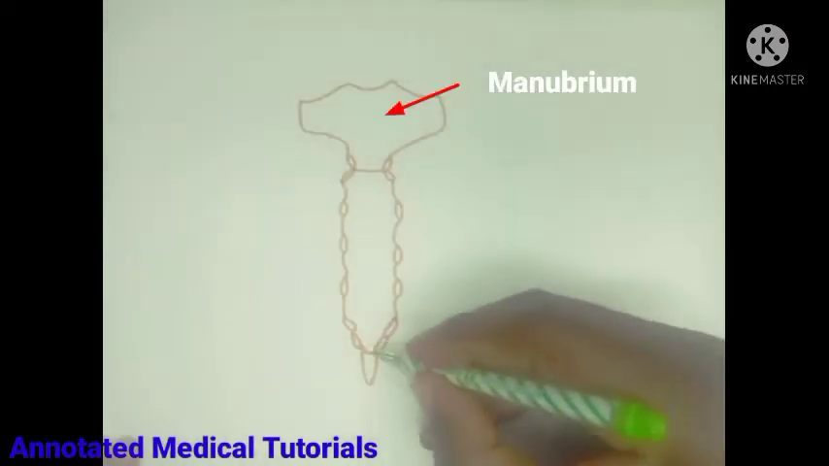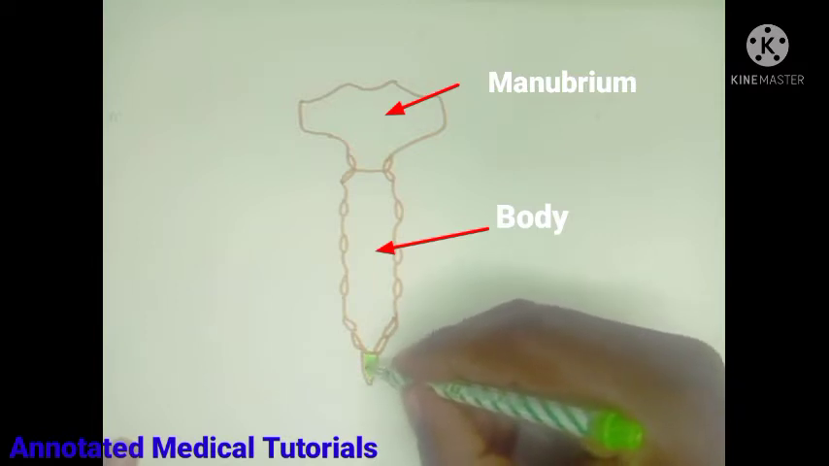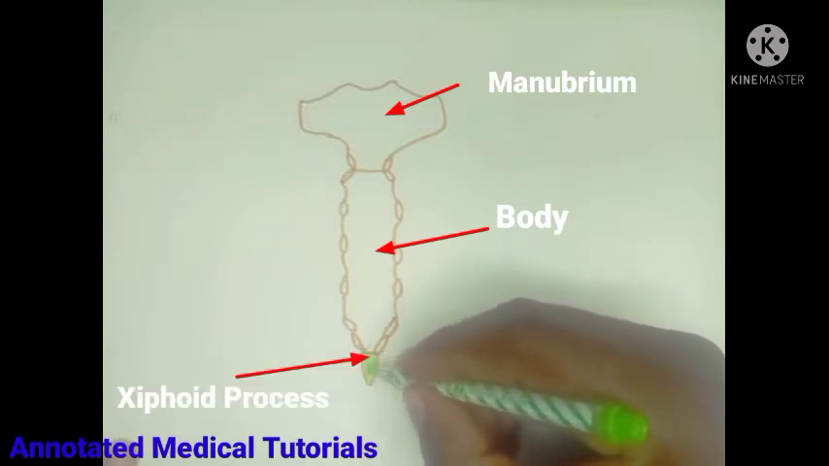So here I'm drawing the sternum. It has got three parts, which include the first part called the manubrium, the second part is called the body of the sternum, and the lower part is called the xiphoid process of the sternum.